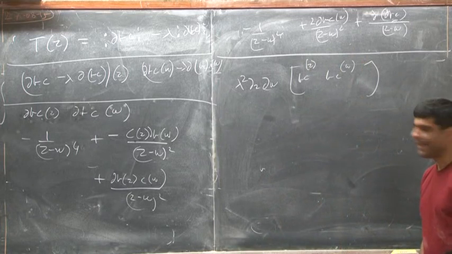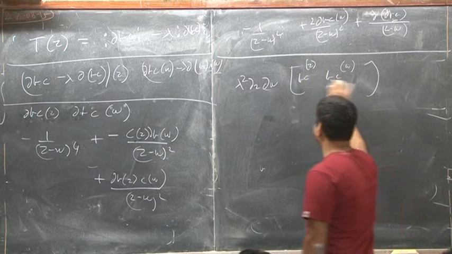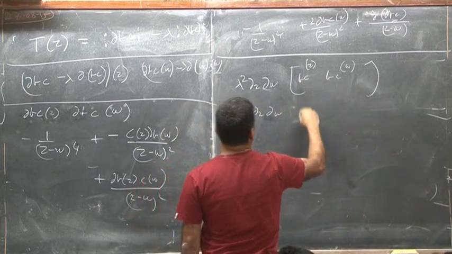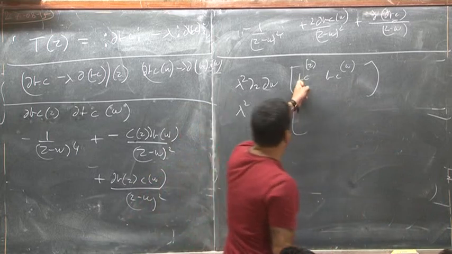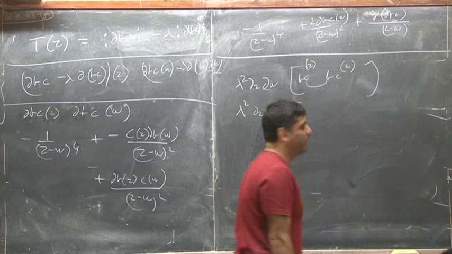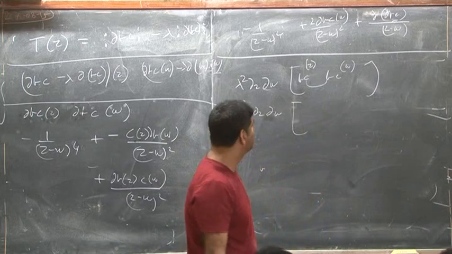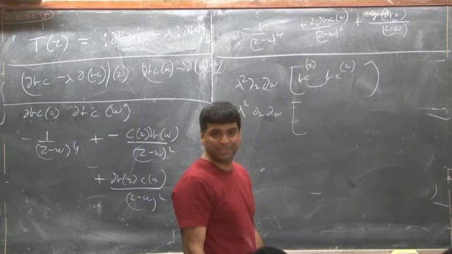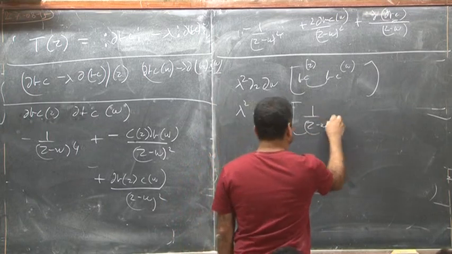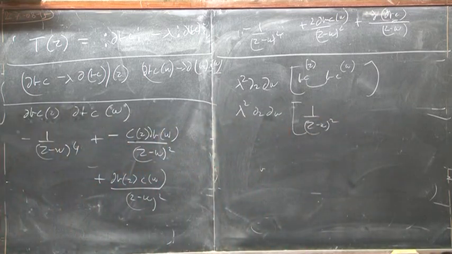Okay? So let's just Taylor expand this. So it's lambda squared del z del w of, firstly, if we contract bc with cb, that's one over z minus w. The other one is also one over z minus w. So that's one over z minus w squared. Maximum singularity.